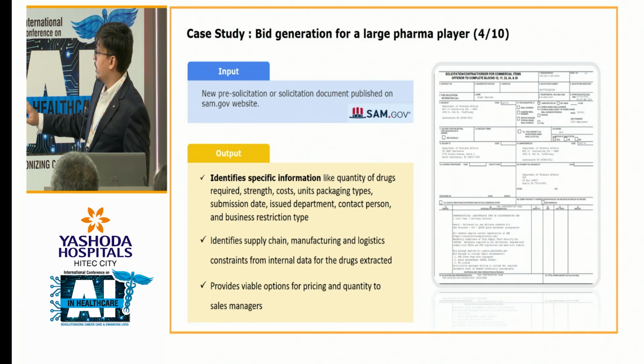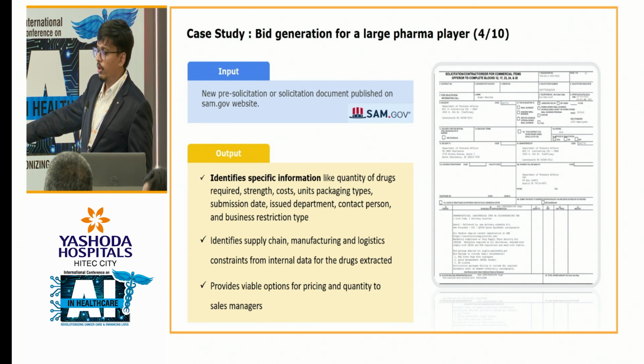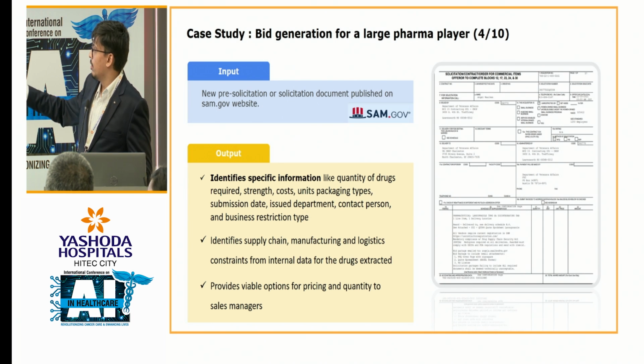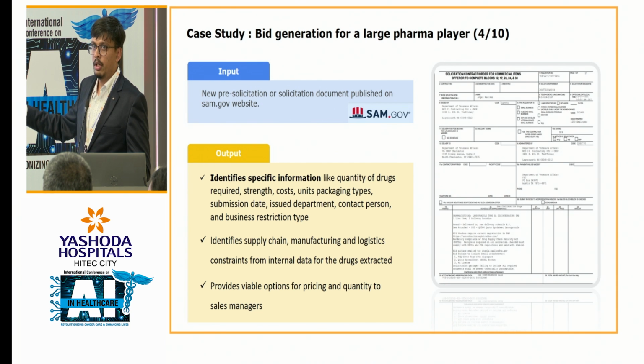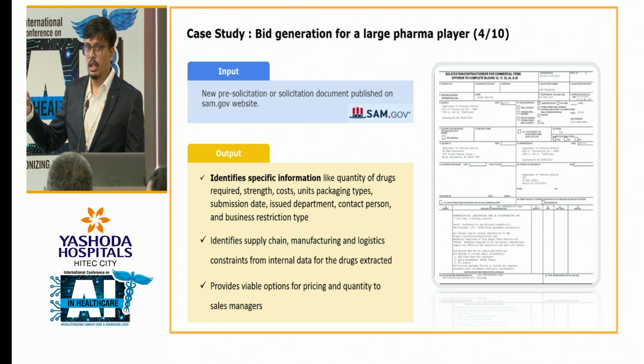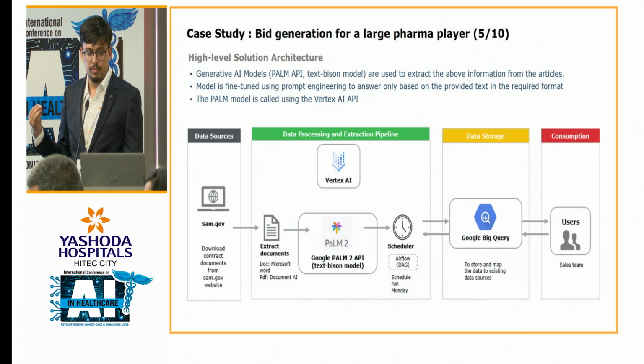For example, on the right, you have a sample solicitation document from the US government. You can see that it is not in a simple text format, it's in a tabular format with different things in different places. The idea is to read through this kind of tabular format with checkboxes, etc., understand what it is trying to say, and then come up with a final solution.